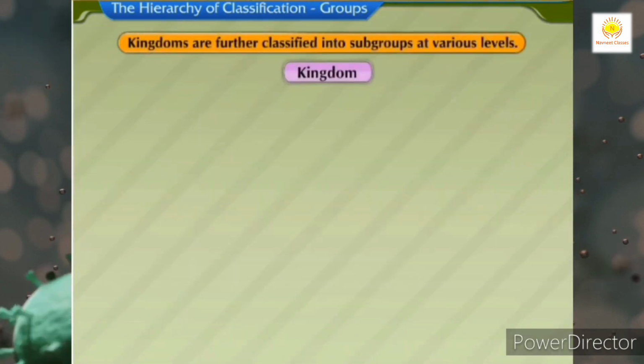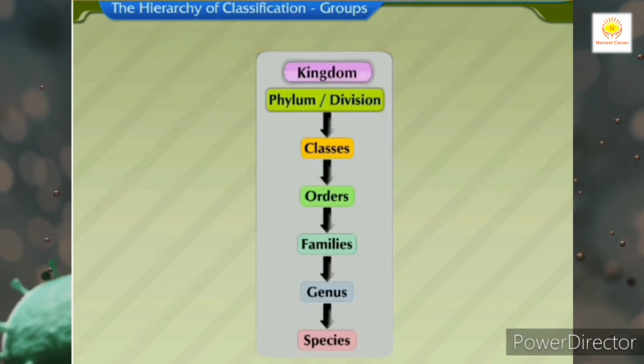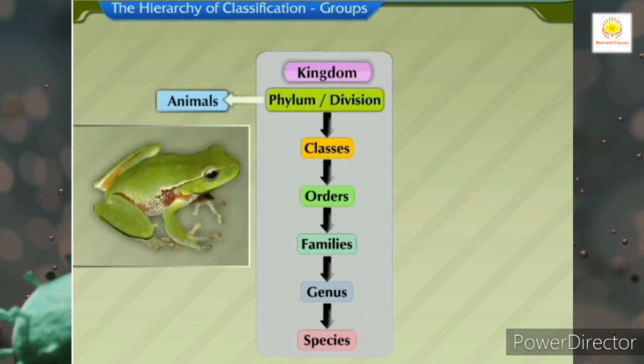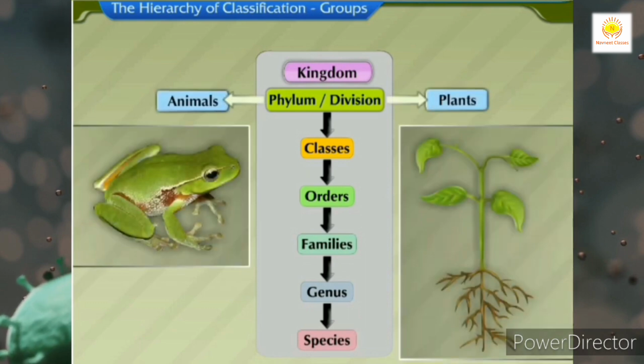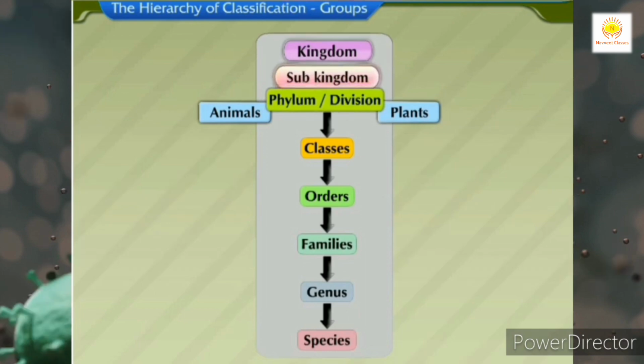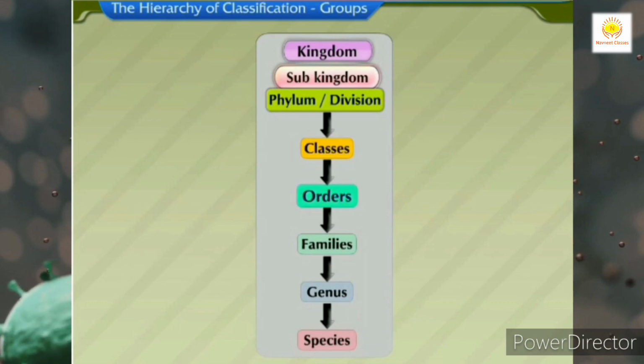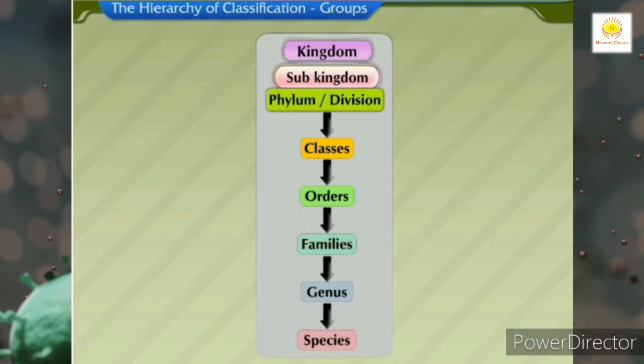The kingdoms are further classified into subgroups at various levels. If we consider hierarchy starting from kingdom, we have phylum for animals and division for plants as a highest level. Phylum or division can be considered as a subkingdom. It is further divided into classes. Classes are further divided into orders. Orders are further divided into families. Families are further divided into genus. The genus has different species.